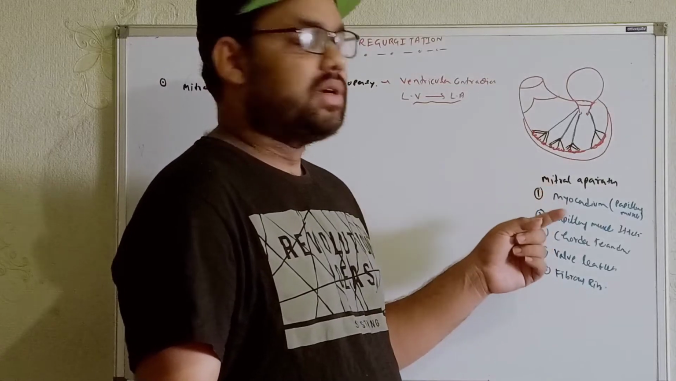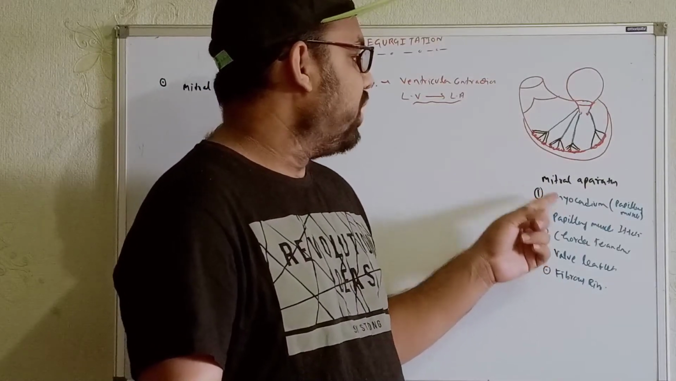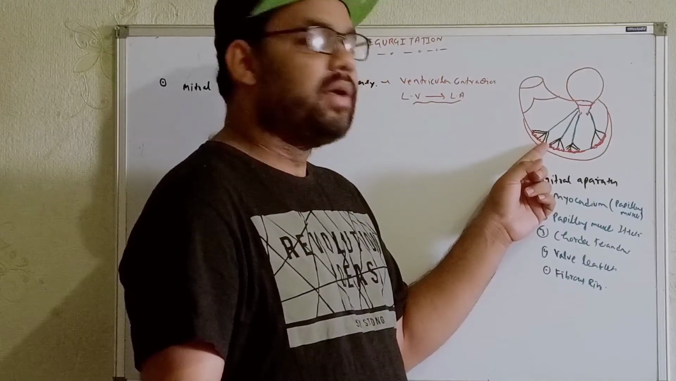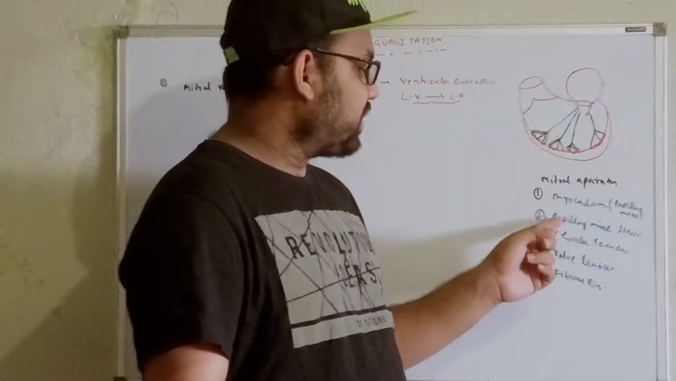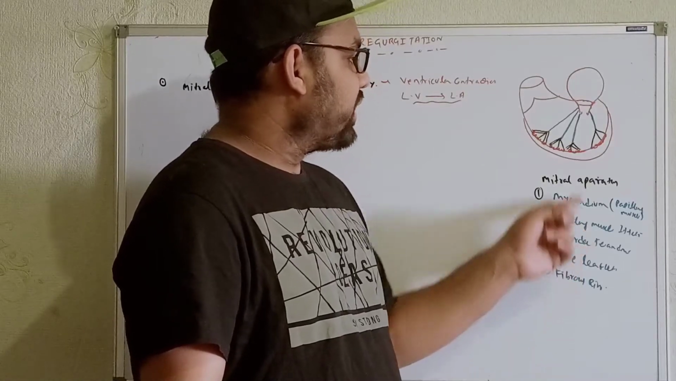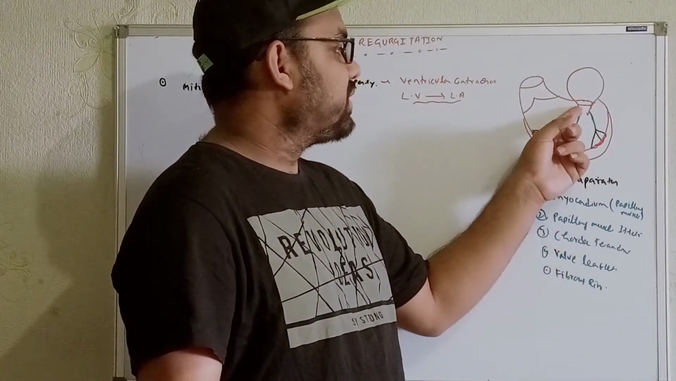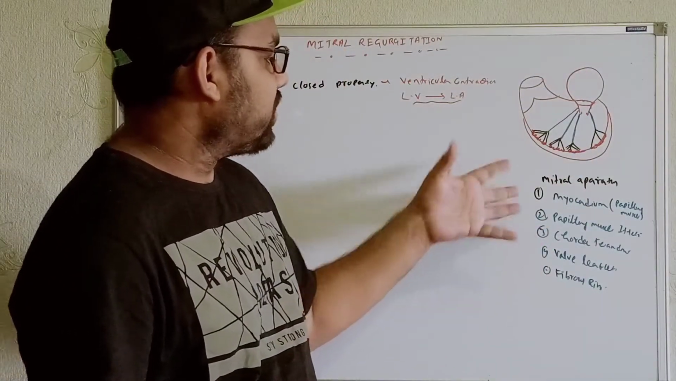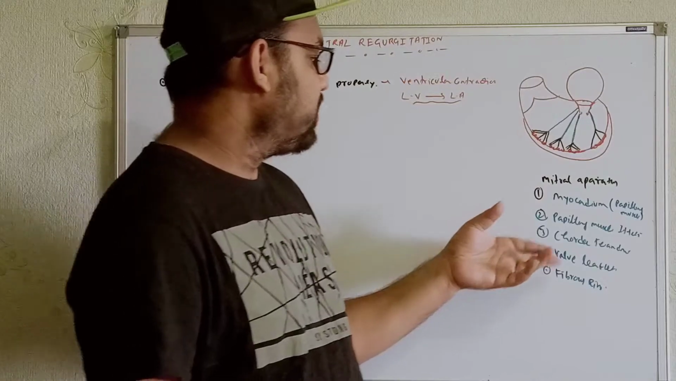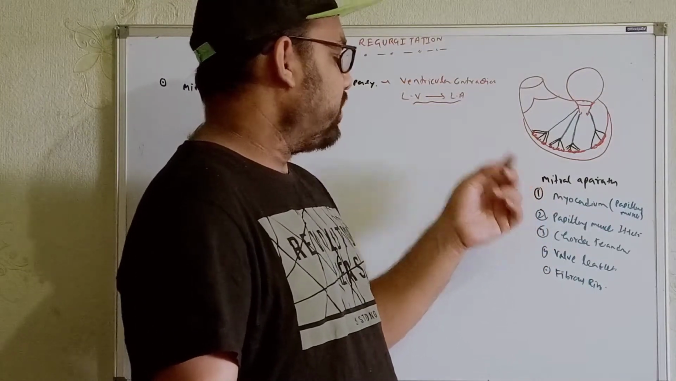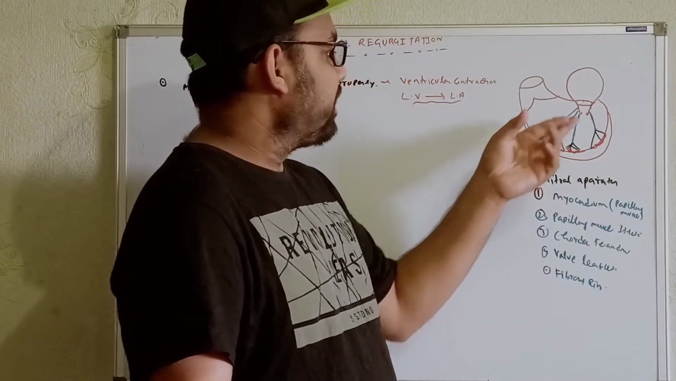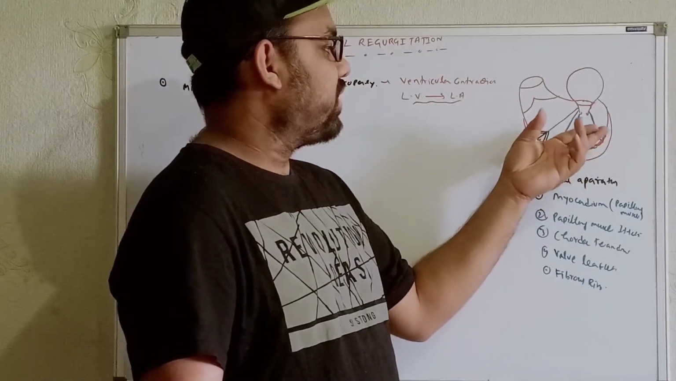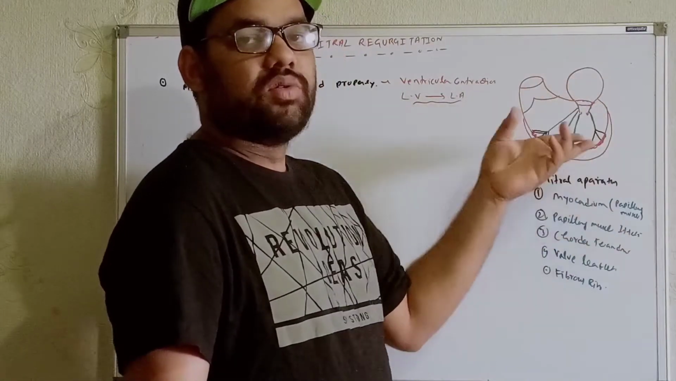So within the mitral apparatus, what are the components we get? The myocardium, along with the attachment of the papillary muscles. The next part is the papillary muscle itself. Then the chordae tendineae, then the valve leaflets, then the fibrous ring. Now, if there is any kind of damage to any one of these structures, then during left ventricular contraction there is a chance of backflow of blood from the left ventricle to the left atrium, and that will cause regurgitation.